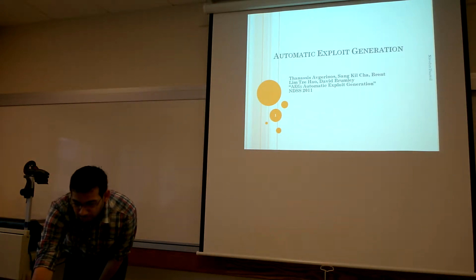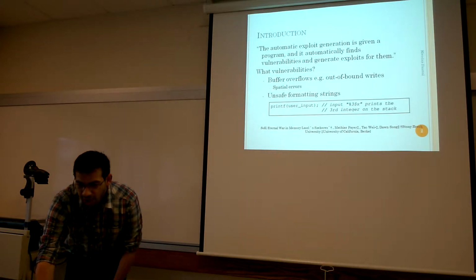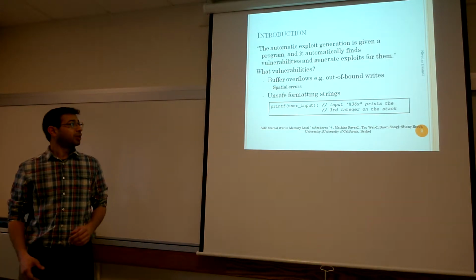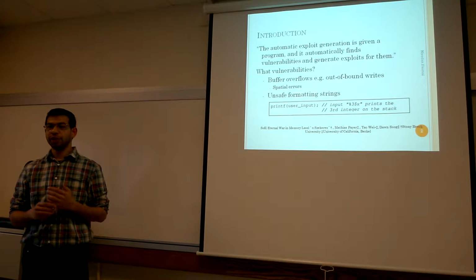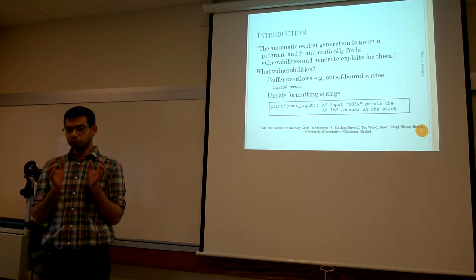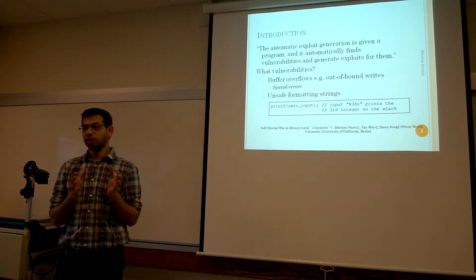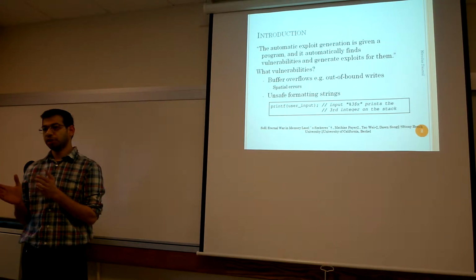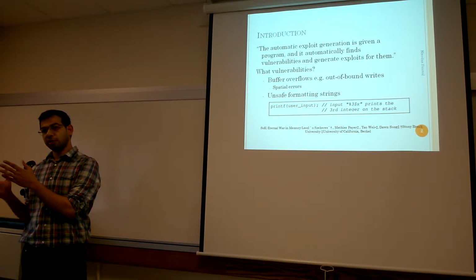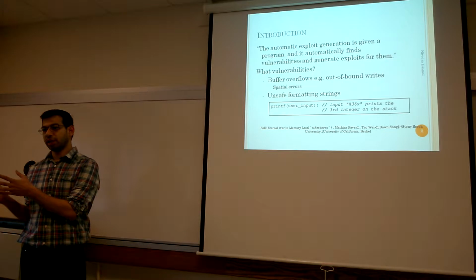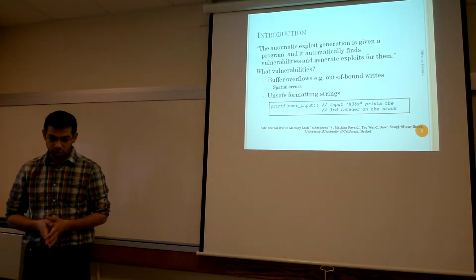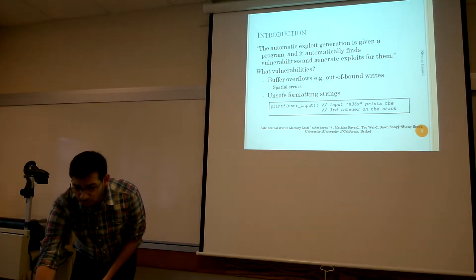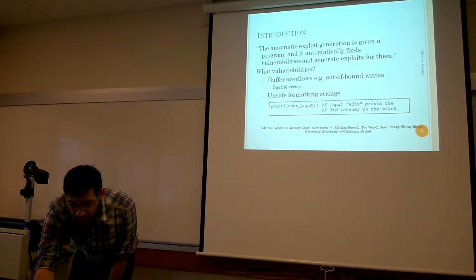It was a paper published in 2011. The gist of the paper is that you feed a subject program to automatic exploit generation, and then it gives you the vulnerability as well as how to exploit that vulnerability. So, what are the vulnerabilities which we are looking at?